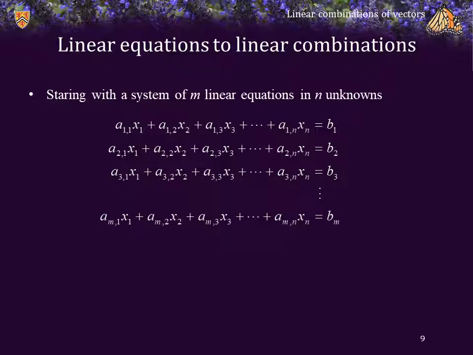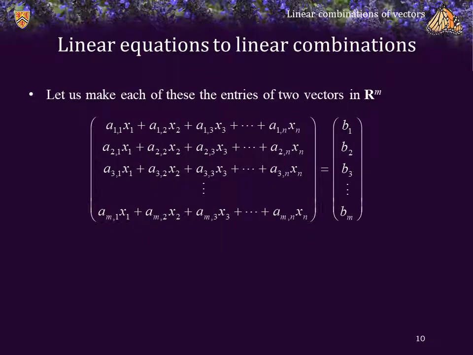So, first of all, we have these m equations. Well, let's create two vectors. The vector on the left will have the left-hand sides of each of these equations. The vector on the right will have the right-hand sides. All right, and this is acceptable because two vectors are equal if and only if the corresponding entries are all equal.